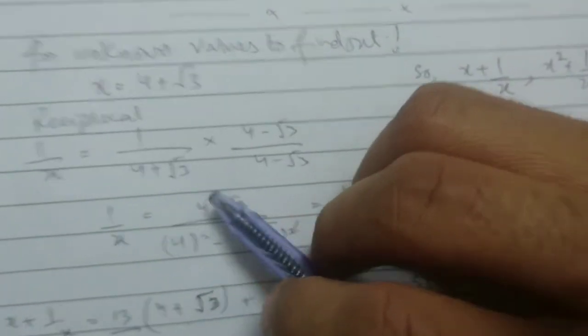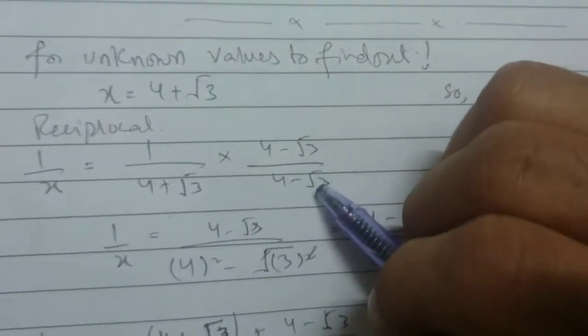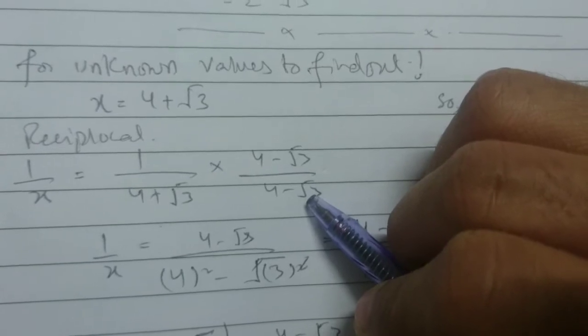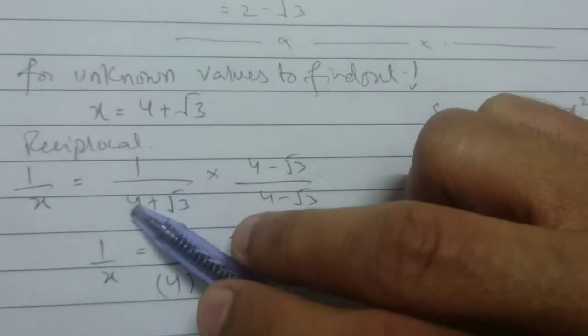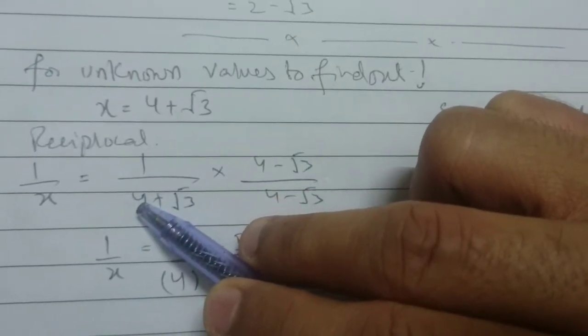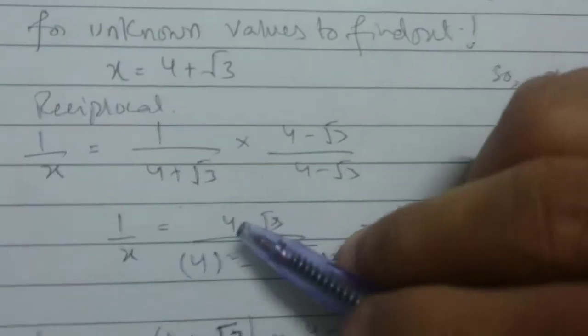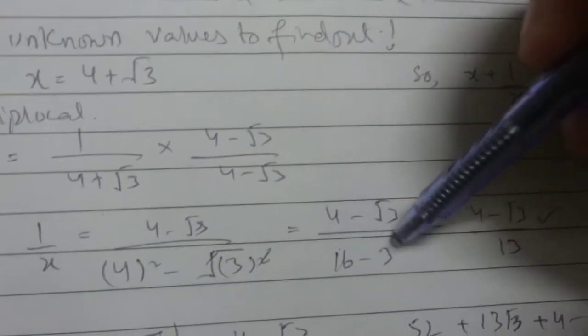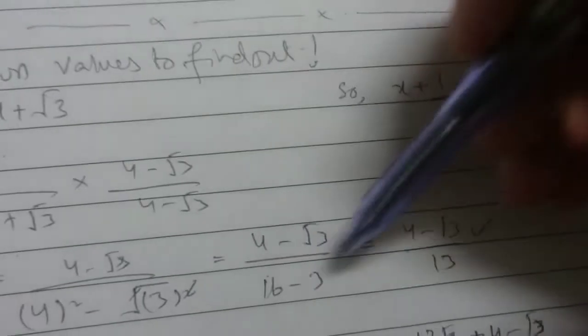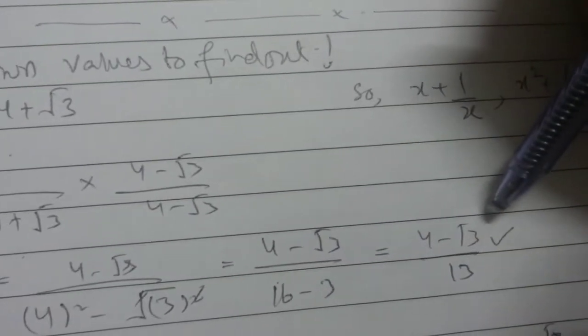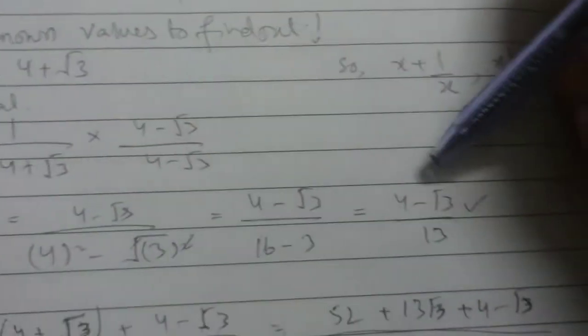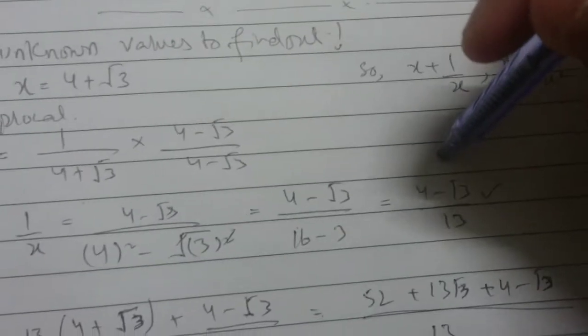In the denominator, I'll make it very clear, that is a plus b and a minus b. You know the formula for it, a square minus b square. That means you make the square of the first number, the square of the second one, and put a minus sign between them. The square will be 16, and root 3 cancels with the square, so 3 will come. 16 minus 3 will be 13. 4 minus root 3 will be exactly the same. But what I have to take out is the value of x plus 1 upon x. What is the value coming? That is 1 upon x. Remember it.